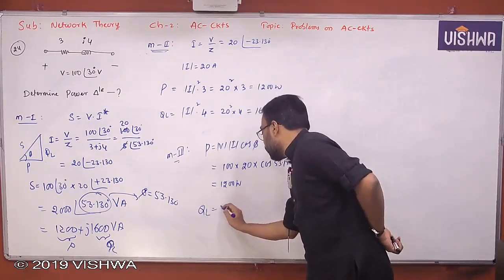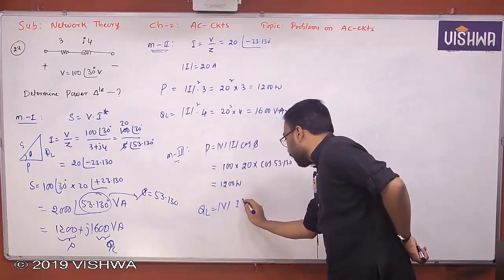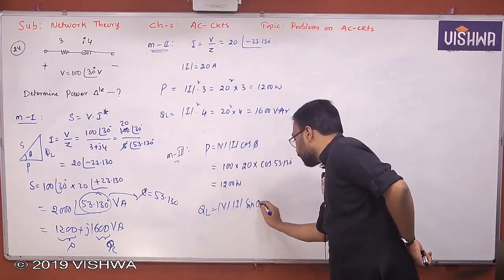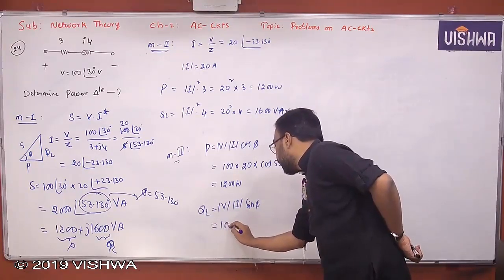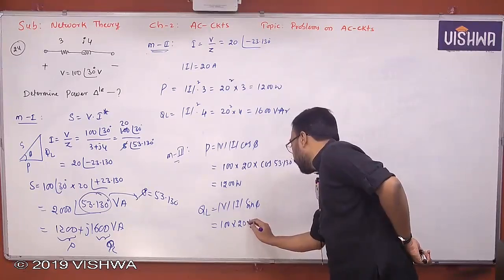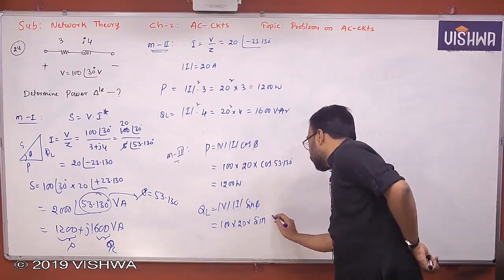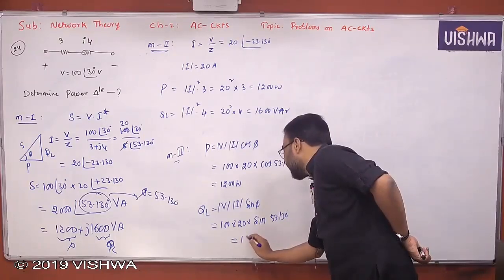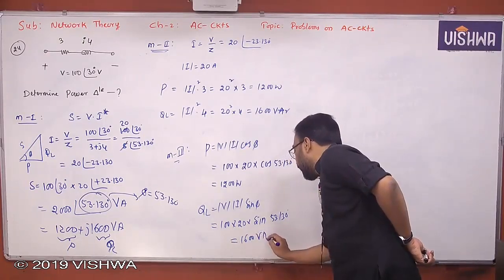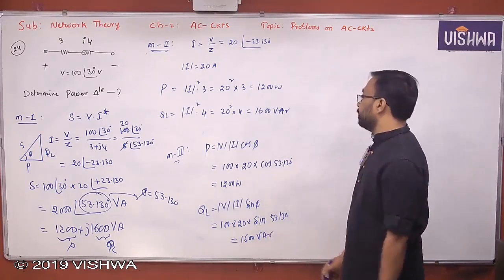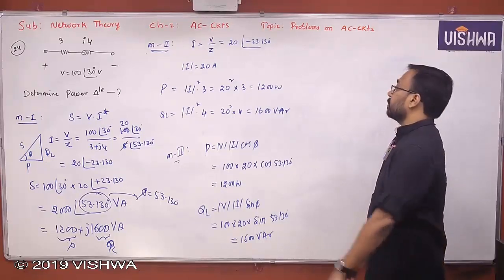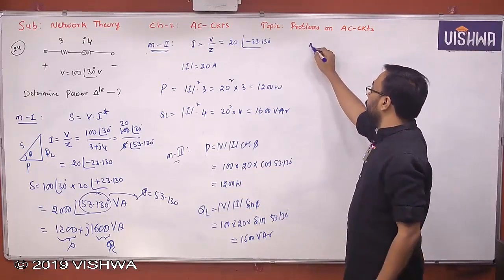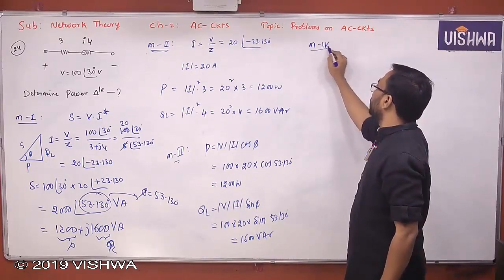QL is VI sin phi. So it's very clear, 100 into 20 into sine 53.130, you will get 1600 volt amp reactive. Clear all of you? Method 4 you can use. There are many methods actually you can use.